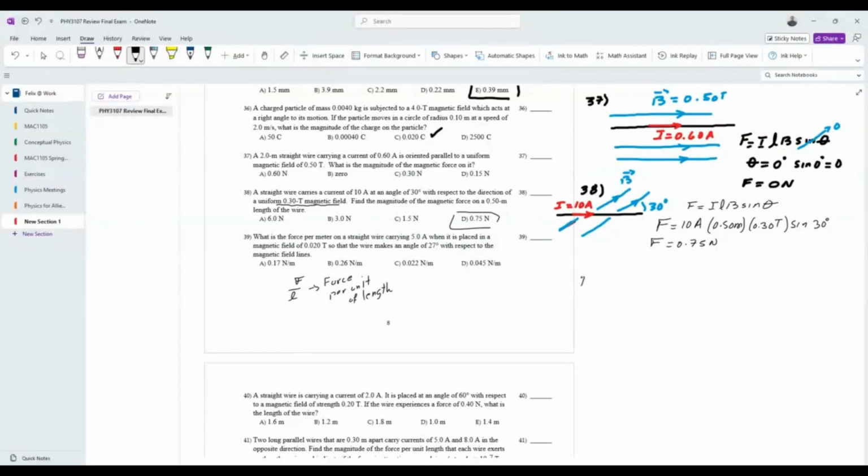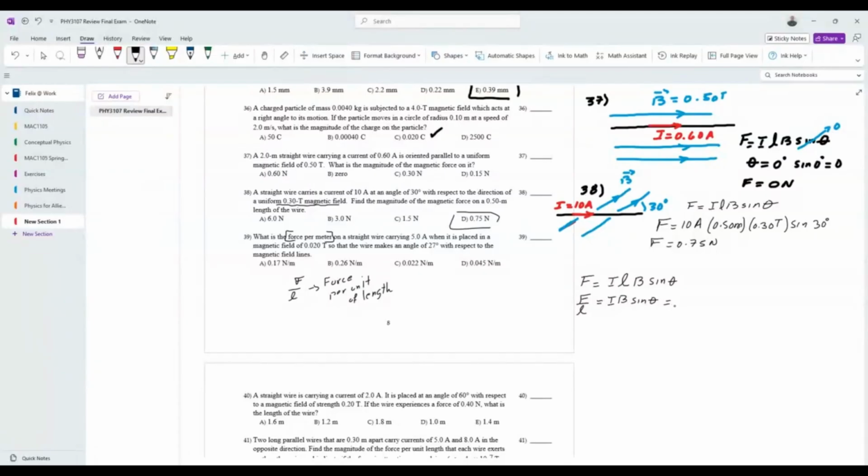So we have the same equation, same formula. Force is equal to current times length times the intensity of the field times the sine of the angle. But now it's just force per unit of length, so we don't know the length. We divide by L, and we get F over L is equal to I B sine of theta. So every time that they say force per meter, force per unit of length, what you have to do is find F over L, because the length of the wire is unknown. It's very long.